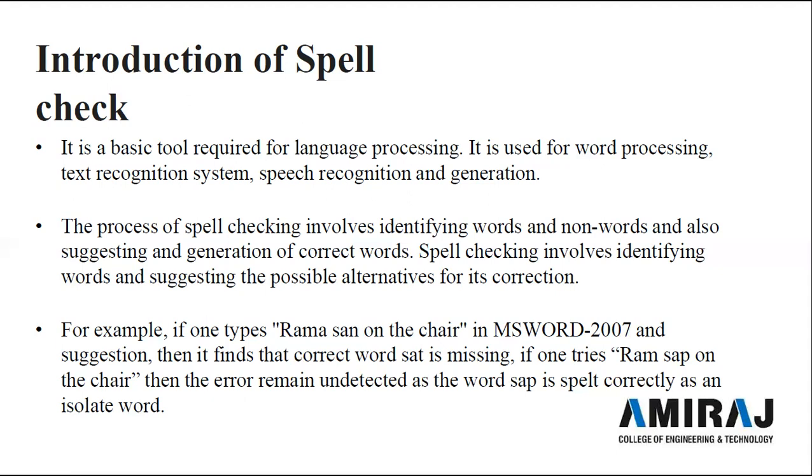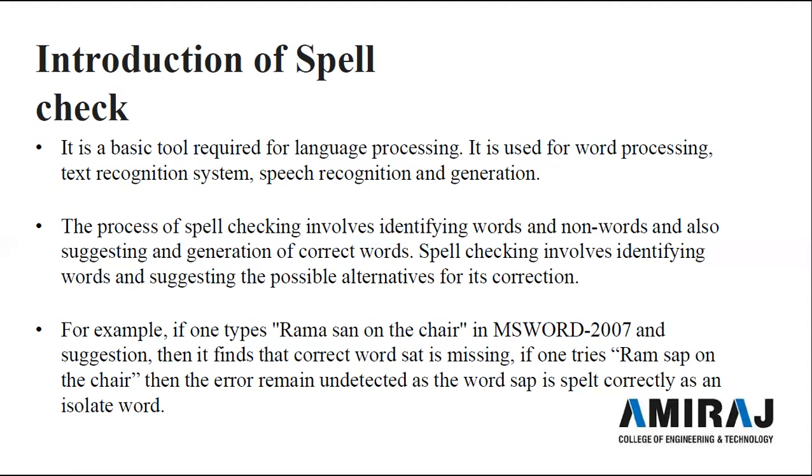For example, if one types "Rama san on the chair" in MS Word 2007, then it finds that the correct word is missing, right? So here it is not san, but it is sat. So in Microsoft Word 2007, it will give a suggestion that here the wrong word is san, and we should replace it with sat. So it will give the correct suggestion.